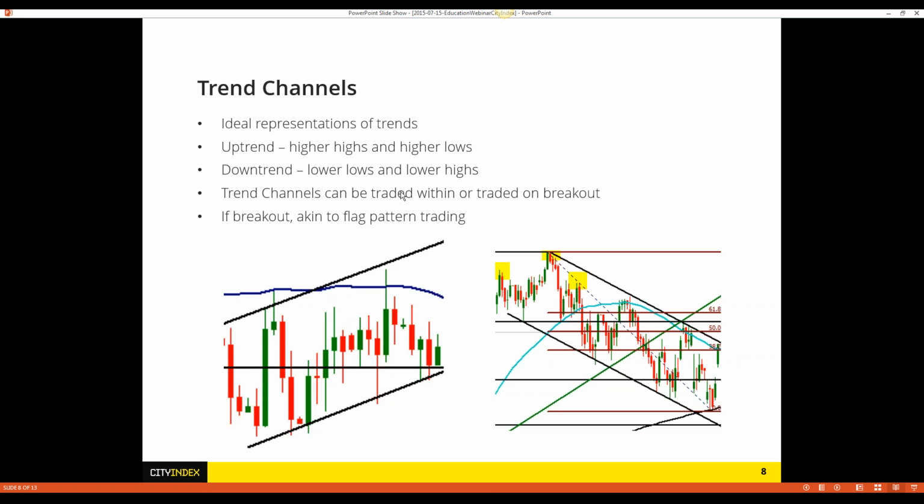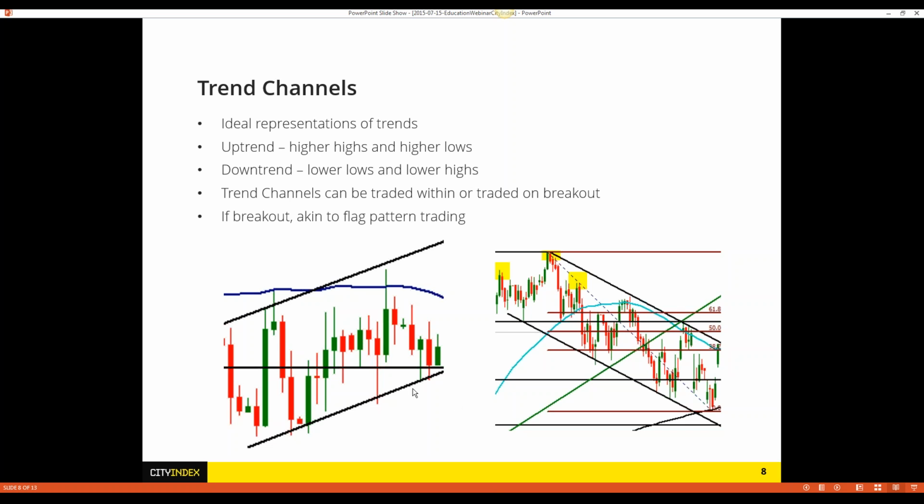Okay, the trend lines are all over the place, but trend channels not that often, because they are ideal representations of trends. So trend channels can be traded within or traded on a breakout. What do I mean by that? You could trade within the trend channel or you could trade on a breakout.